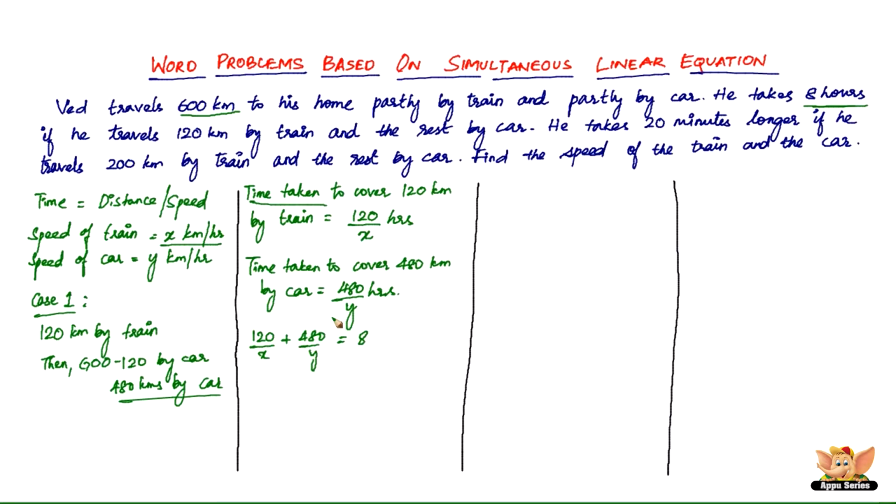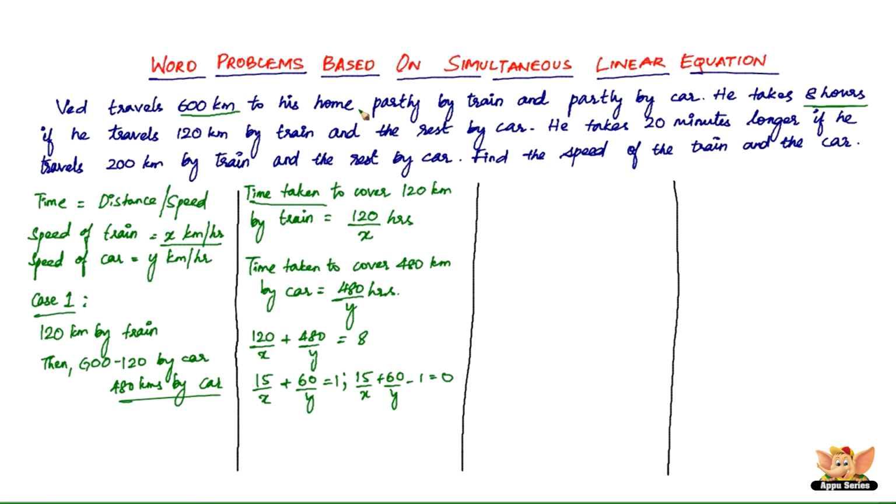If we divide throughout by 8, we will get 15 by x plus 60 by y, because 8 goes 15 times in 120, it goes 60 times in 480, and it goes 1 time in 8. So we get equals 1, or we can write it as 15 by x plus 60 by y minus 1 equal to 0. Just get the minus to the left hand side. So this is case 1. Case 1 is over. We found one equation. That's fine. So now the next thing is case 2. Case 2 is what?